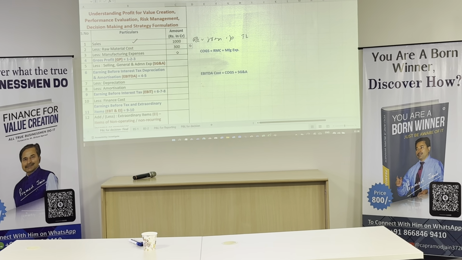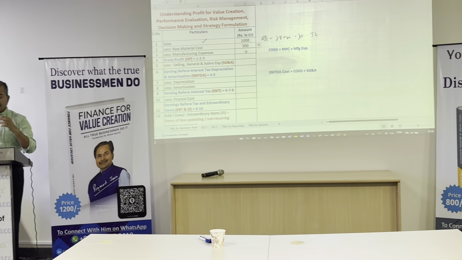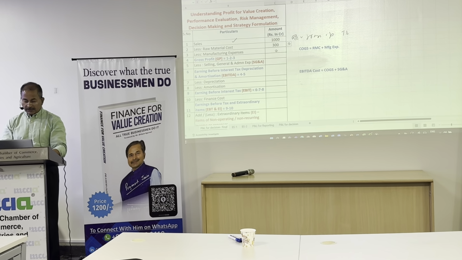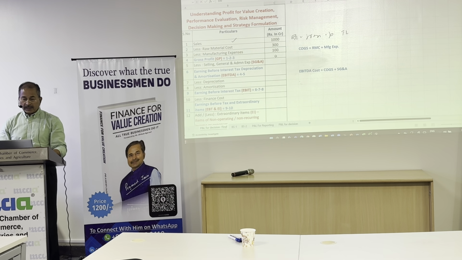So that is why manufacturing cost is also known as conversion cost. So let's say this company has a conversion cost of 100, and what you do, you deduct from the sales the raw material cost and also deduct the manufacturing expenses. What you get in your hand is gross profit.